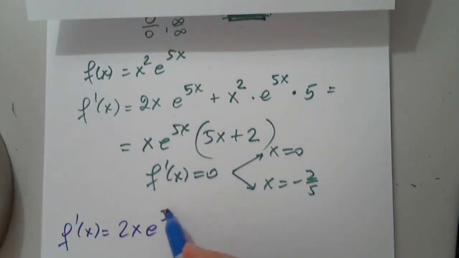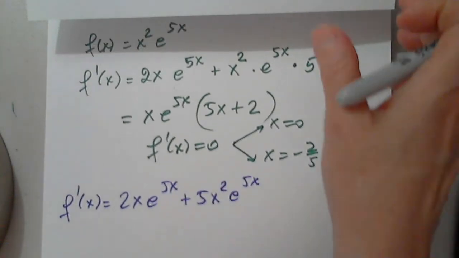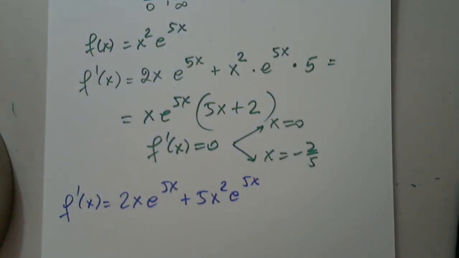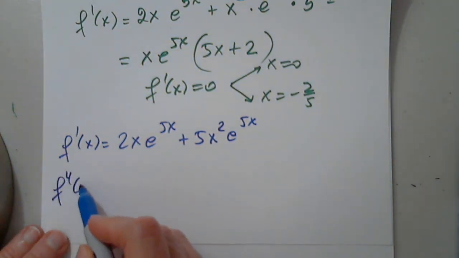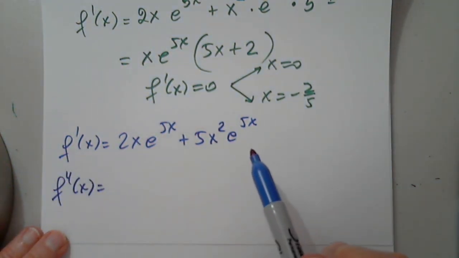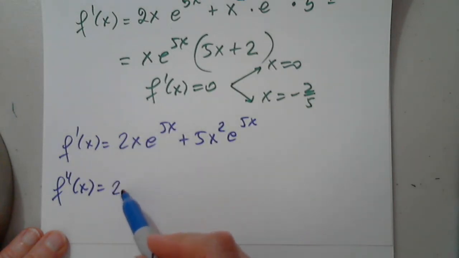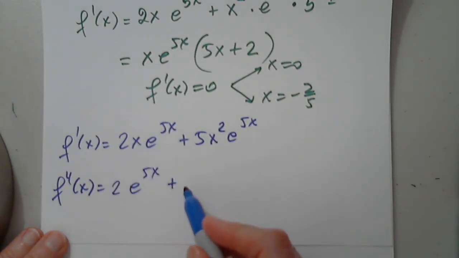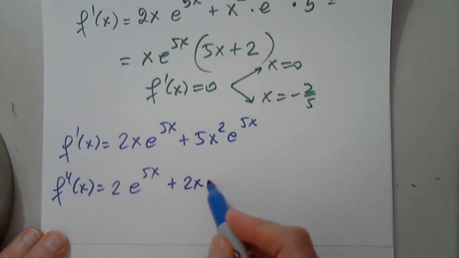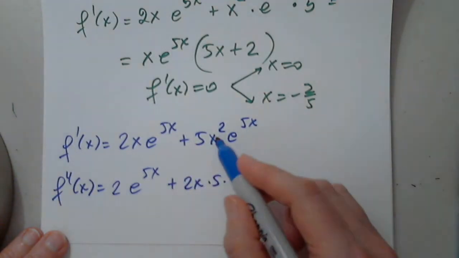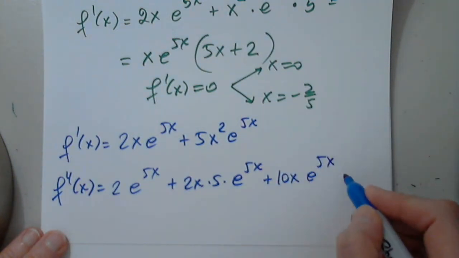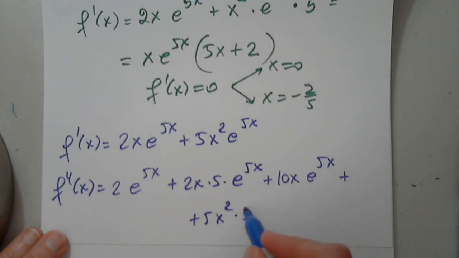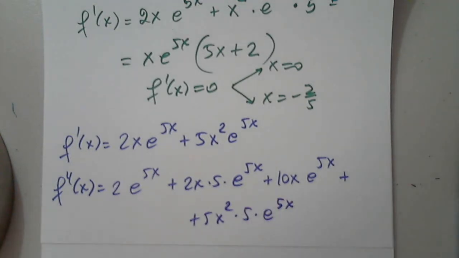So 2x e to 5x plus 5x squared e to 5x. As you've noticed, there is a lot of work with these e's. A lot of work. Okay, so let's find the second derivative. So the first function prime is 2 e to 5x plus 2x times 5 times e to 5x. And here we have positive 10x e to 5x plus 5x squared times 5 times e to 5x.